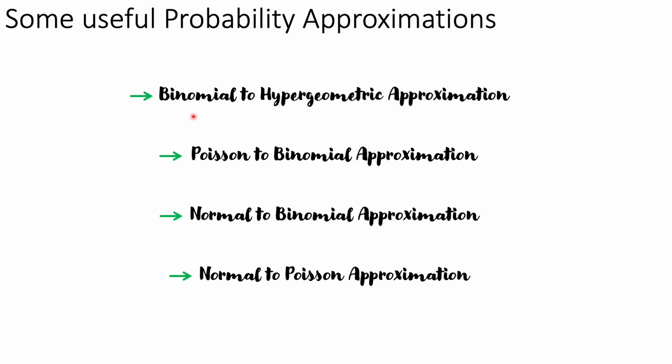Sometimes it is useful when it is difficult to use the actual one, then we can make use of the other one, which we feel is easier, and also it is applicable. These approximations are applicable under certain conditions. So we'll see those conditions also.